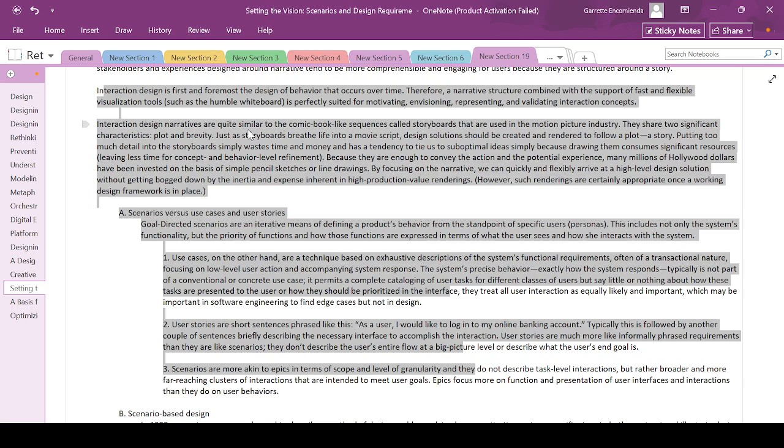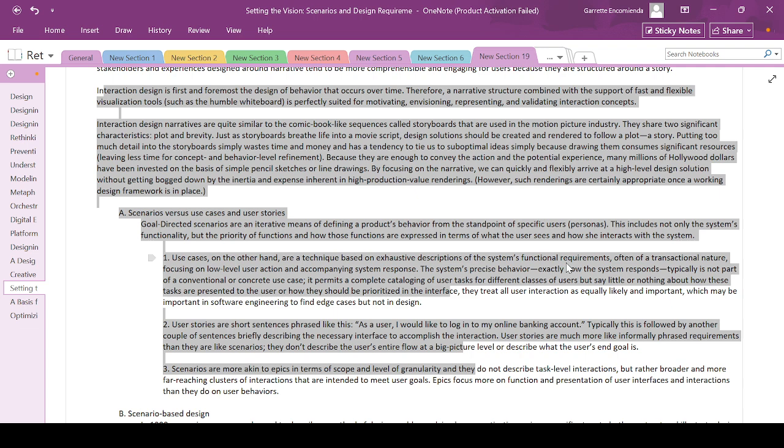They share two significant characteristics: plot and brevity. Just as storyboards breathe life into a movie script, design solutions should be created and rendered to follow a plot, a story.